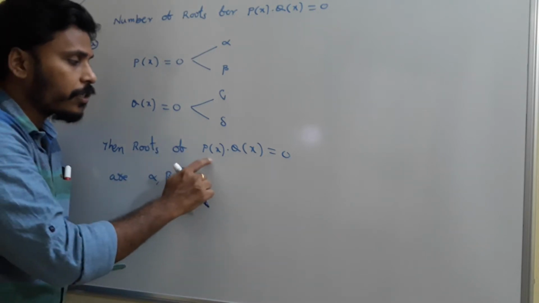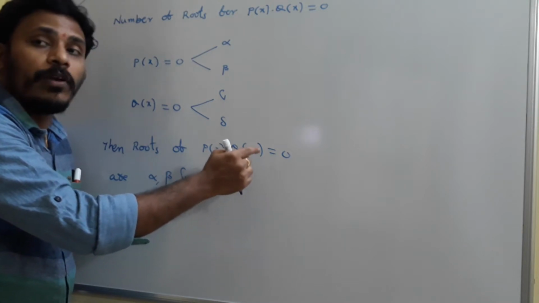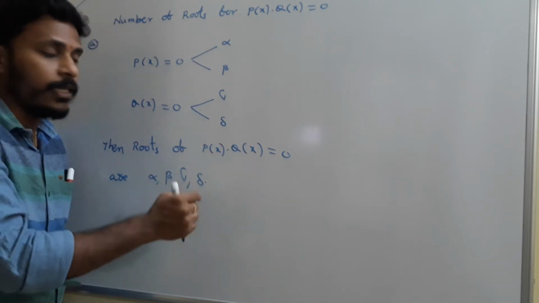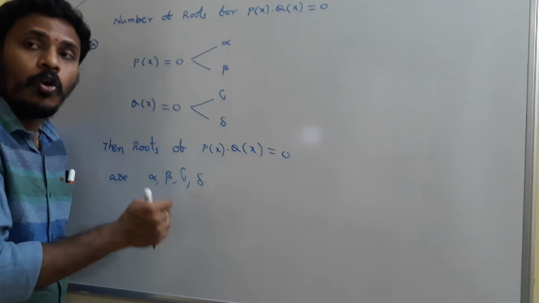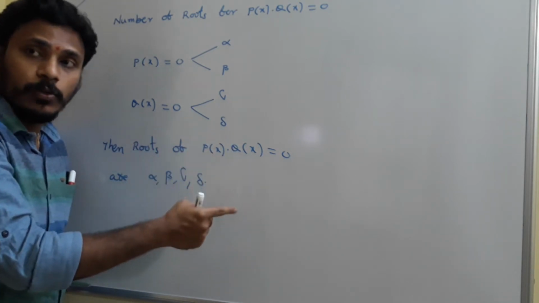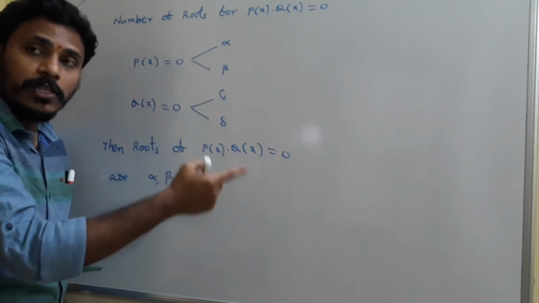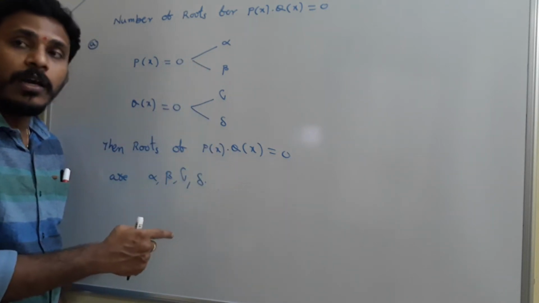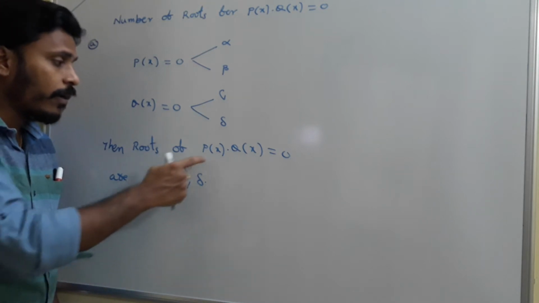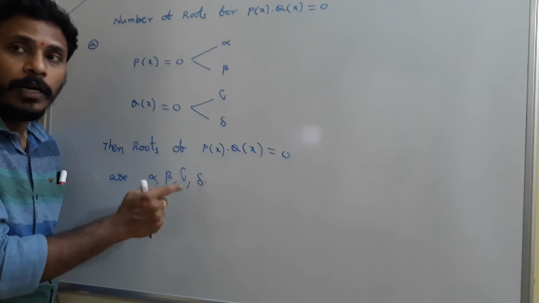Is it right? Since we are searching for the roots of the product P of x into Q of x is equal to 0, either P of x is equal to 0 or Q of x is equal to 0. If P of x is equal to 0, then the roots are alpha, beta. If Q of x is equal to 0, then the roots are gamma, delta. At the end, for this product, the roots are alpha, beta, gamma, delta.